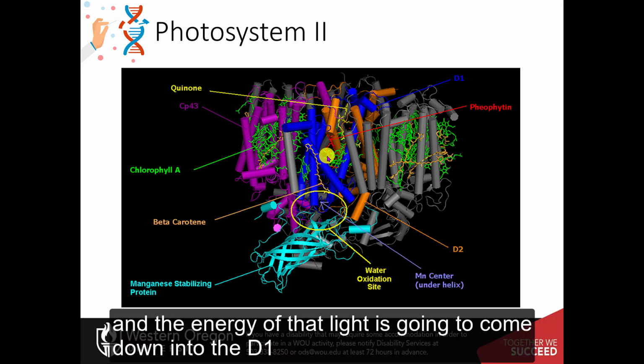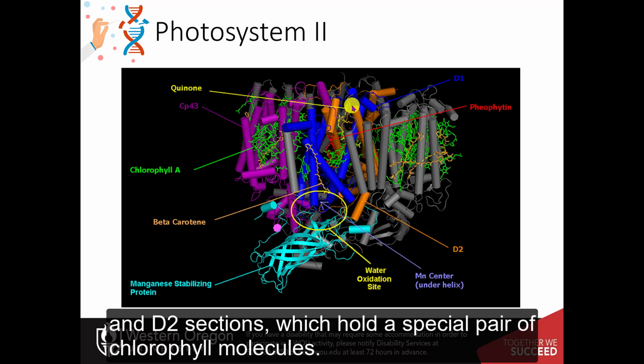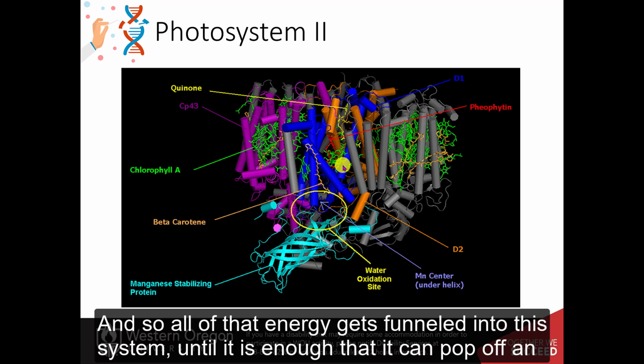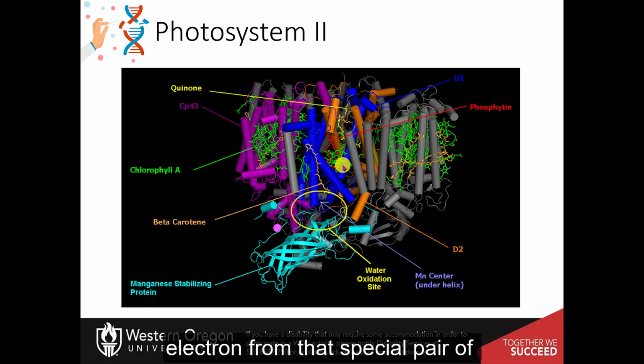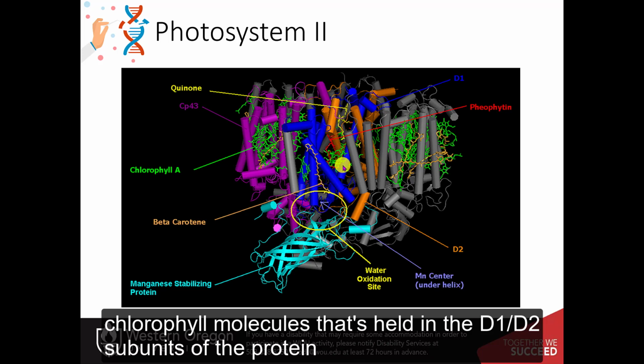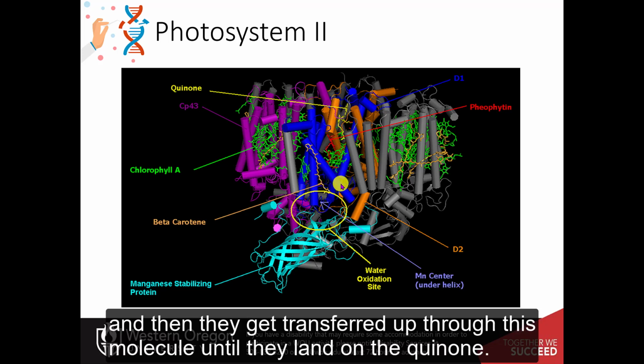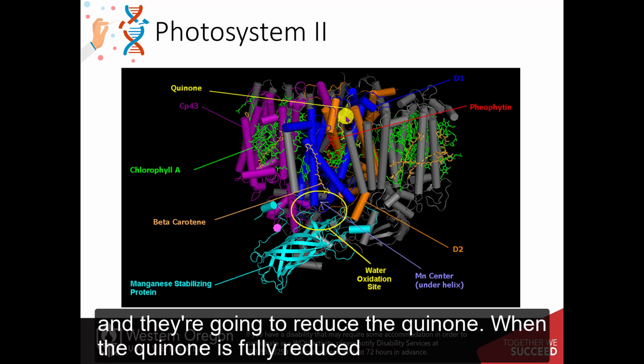and the energy of that light is going to come down into the D1 and D2 sections, which hold a special pair of chlorophyll molecules. And so all of that energy gets funneled into this system until it's enough that it can pop off an electron from that special pair of chlorophyll molecules that's held in the D1, D2 subunits of this protein. And then they get transferred up through this molecule until they land on the quinone. And they're going to reduce the quinone.